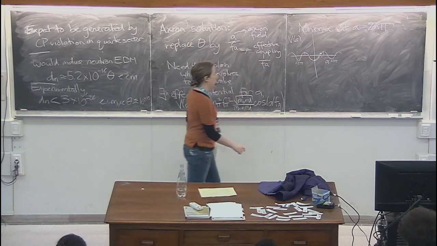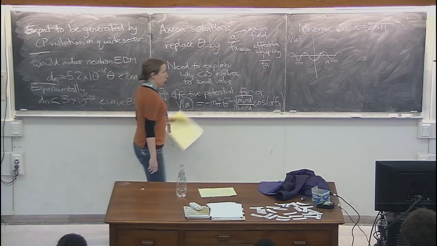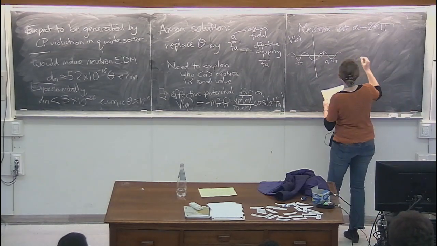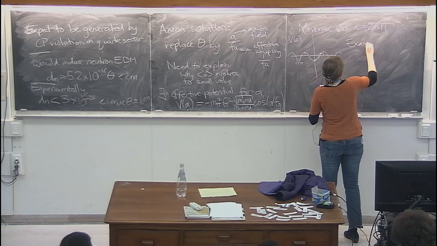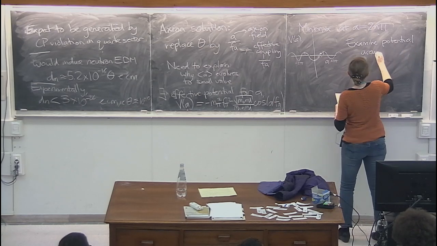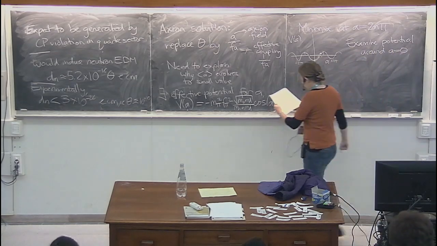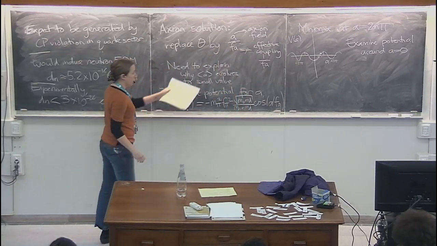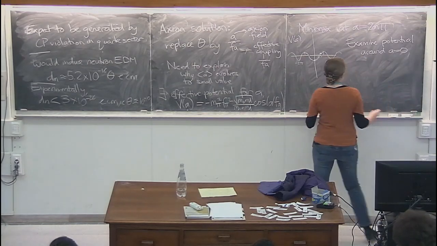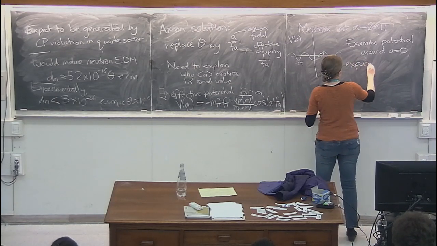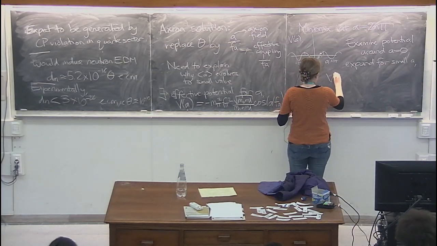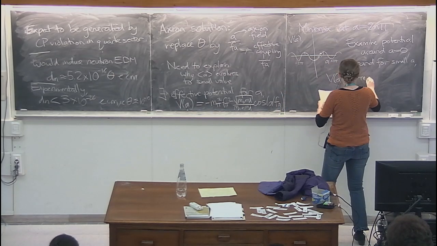Okay, so let's examine the potential around A equals 0. If we're close enough to the minimum, then we can expand this. We're going to get just an offset term, and then we're going to get an A squared term.